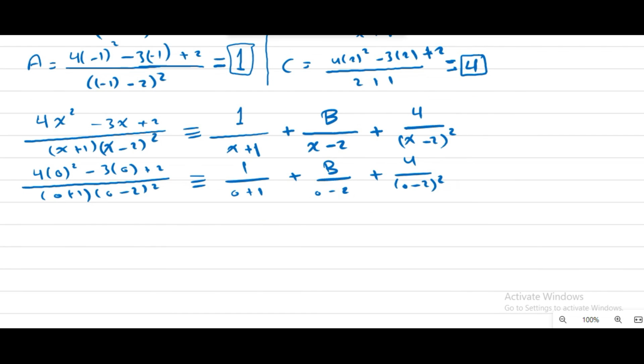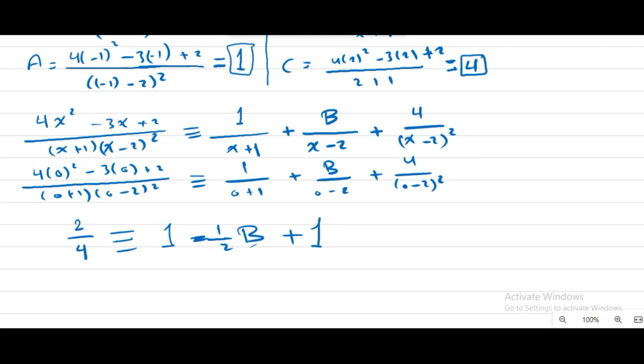By simplifying, this expression will be 2 over 4, this is 0, this is 0, it will be 2 up, and negative 2 power 2 equals 4, multiply 1 equals 4, equivalent to, here 1 over 0 plus 1 equals 1, minus 1 over 2B, B over negative 2 equals negative 1 over 2B, plus this expression will be 1.